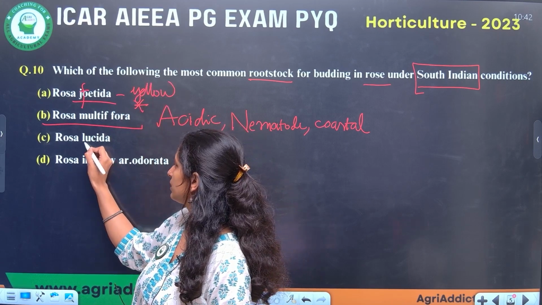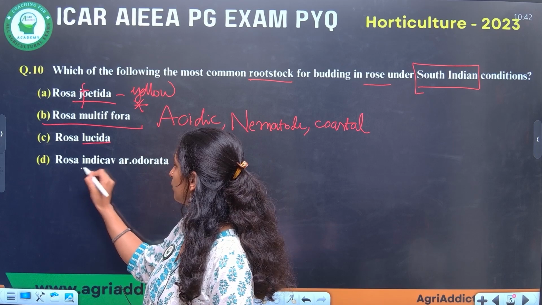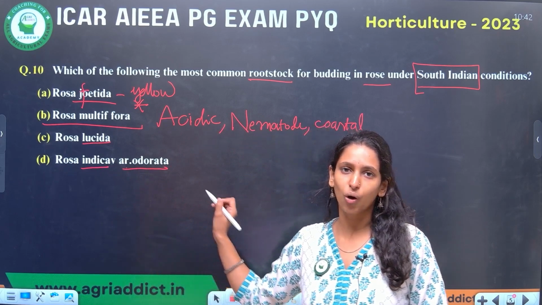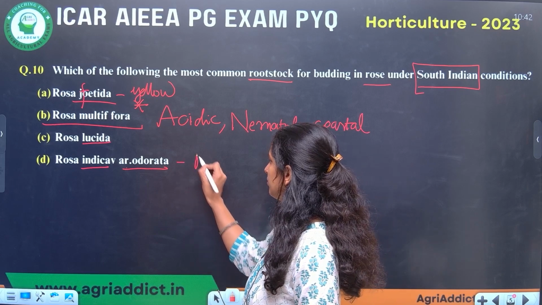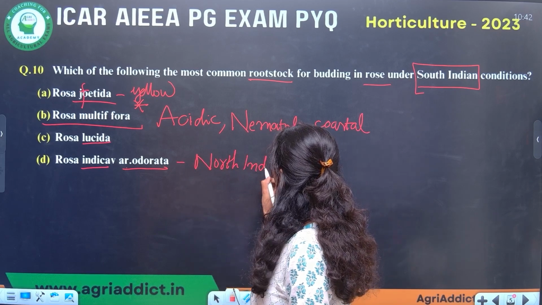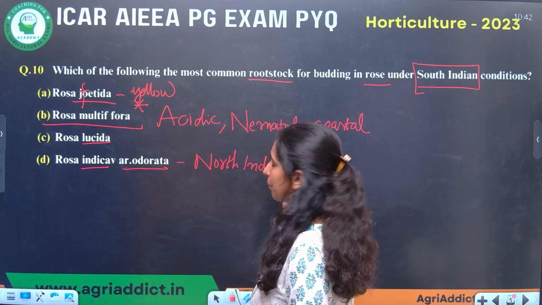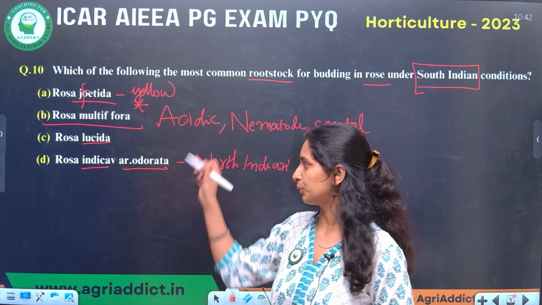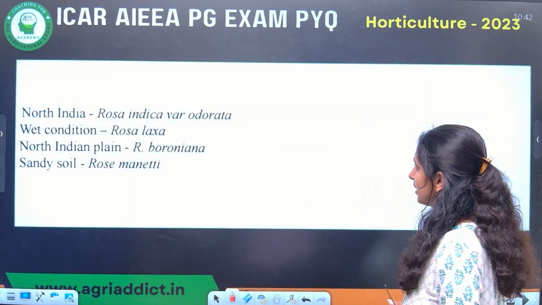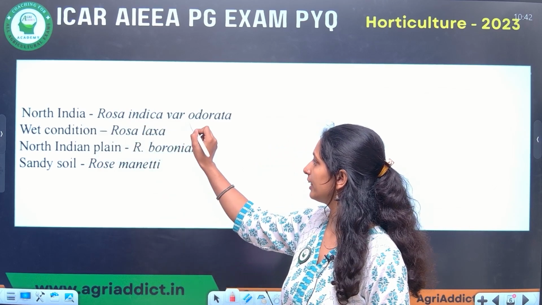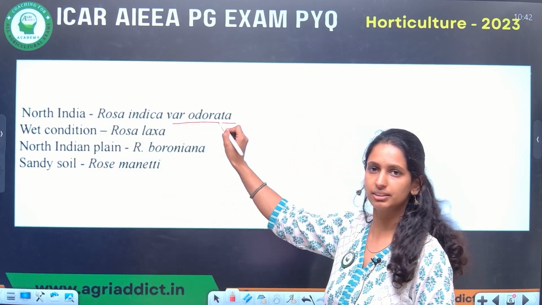And Rosa lucida is also an important rootstock, and Rosa indica variety odorata is mainly for North Indian conditions. This is the way you have to study the question paper: for every option, you have to search for the things related to it. Here I have mentioned that for North Indian conditions, Rosa indica variety odorata is suitable.